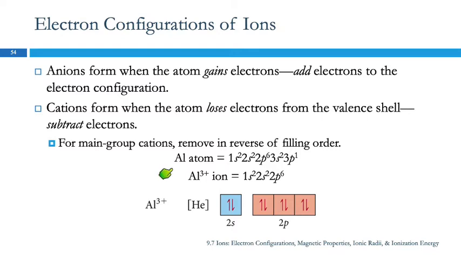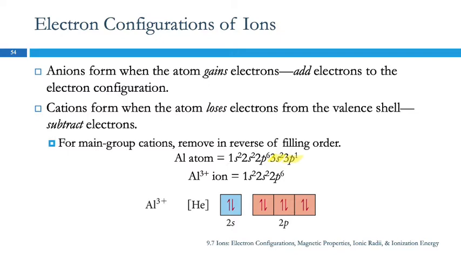So let's look at an example here. Aluminum, here is its electron configuration: 1s2, 2s2, 2p6, 3s2, 3p1. We know it becomes a +3 ion, so we need to remove 3 electrons. We're going to take the valence electrons off. The valence electrons are the 2 in 3s and the 1 in 3p. We get rid of those, and now we have 1s2, 2s2, 2p6. This is the same electron configuration as neon. Any questions?